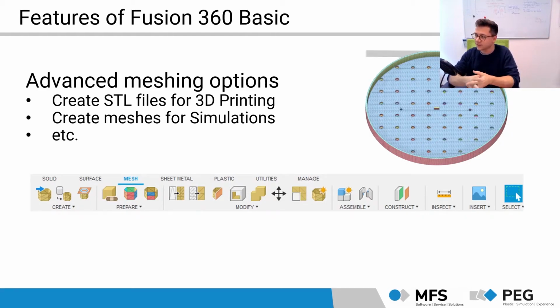And the next one that you can also do inside the software is you can create advanced meshes. So you have a lot of options to create meshes. One use case would be to create, for example, STL files for 3D printing purposes. But you can also create meshes for simulations, so for all kinds of simulations. You can export the mesh into other software, or you can also use it for the options available in Fusion 360.